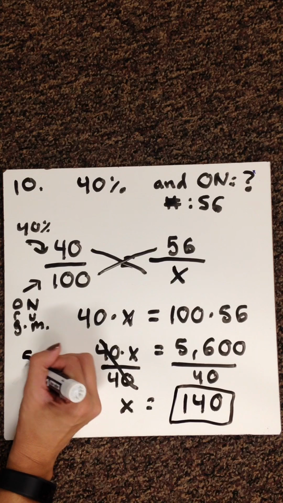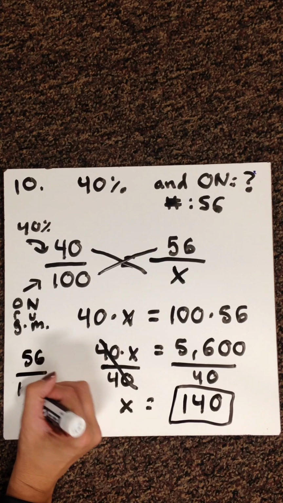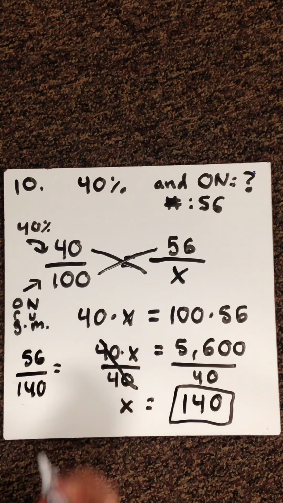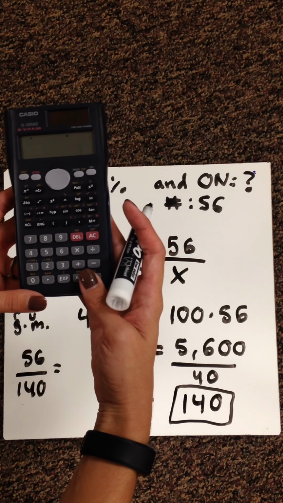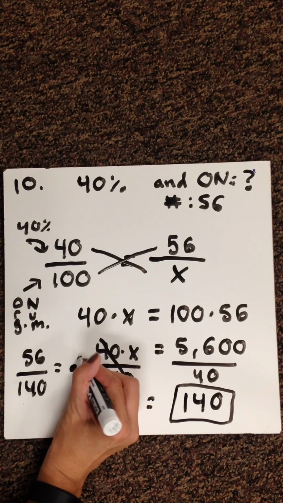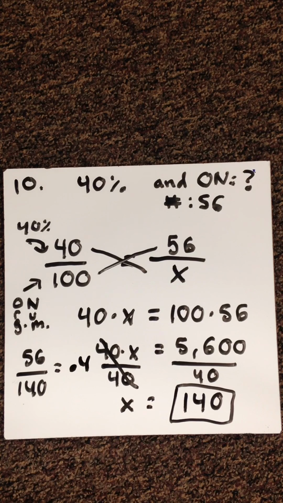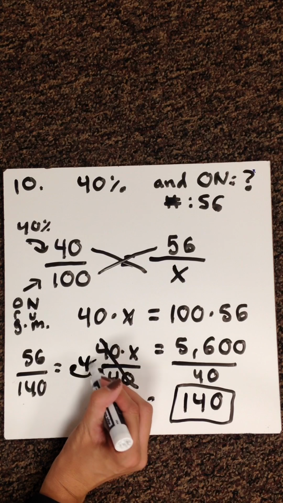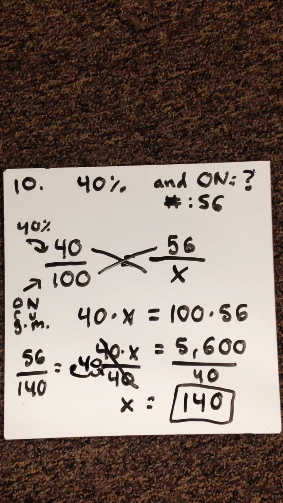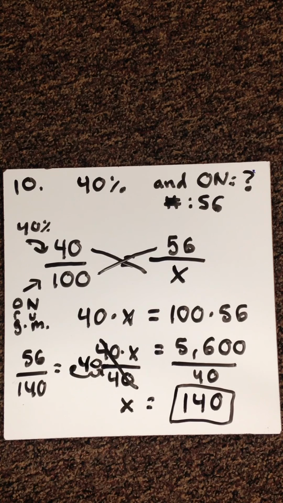You're going to double check it by going 56 over 140. Type that in your calculator. 56 divided by 140, and you get 0.4. Do we know that 0.4 is the same as 40%? Yes, you would just move it twice, okay? So that is our double check, and it worked. So 140 should be your answer for number 10.